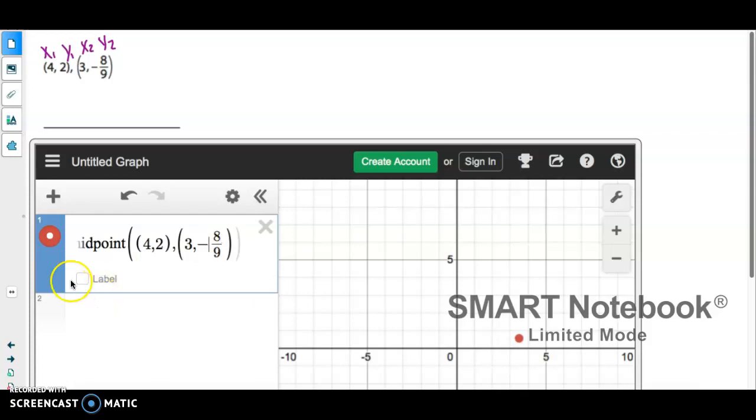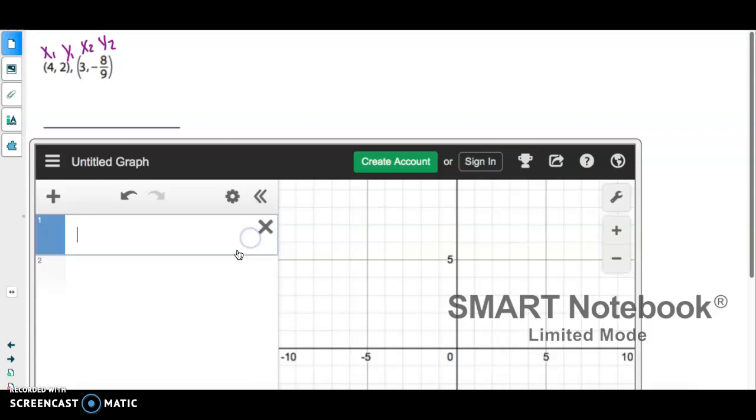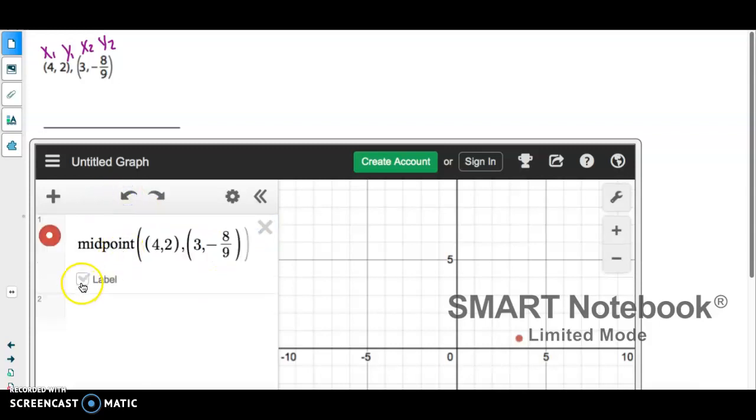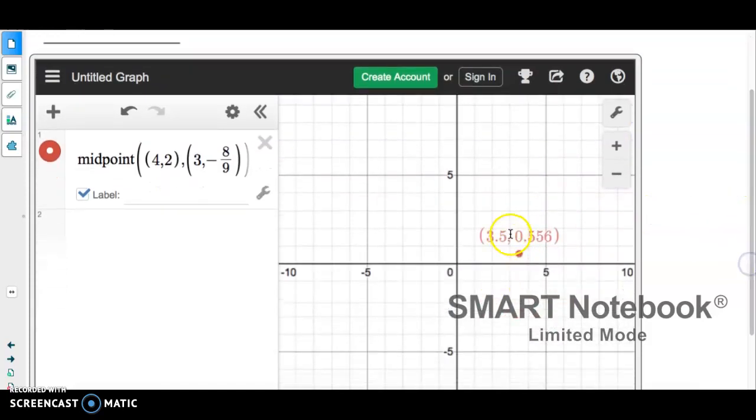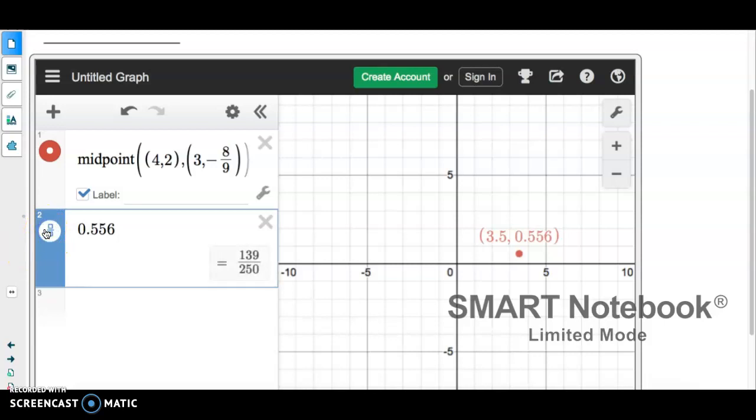All right, so then we're going to hit label. Whoa, undo that. Label. And then I'm going to try to find it here, and I'm going to scroll up a little bit so you guys can see. Here is our point, and I'm going to just write that in. So it's 3.5 and then 0.556. If you want to turn that into a fraction, 0.556, if you remember, if you hit this button here, it turns it into a fraction for you. You don't have to do that.